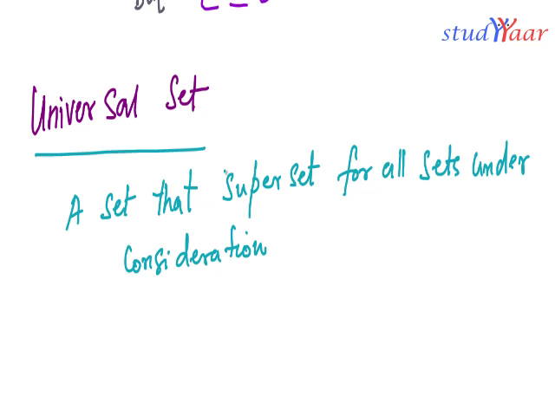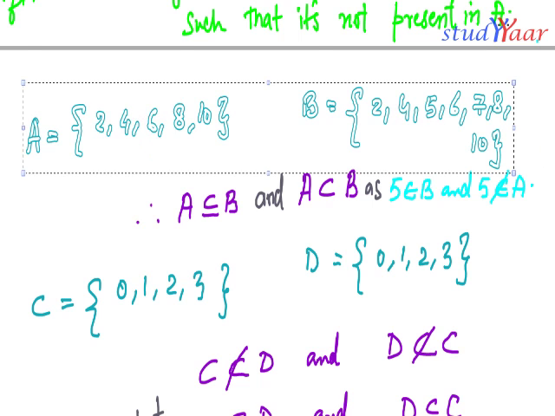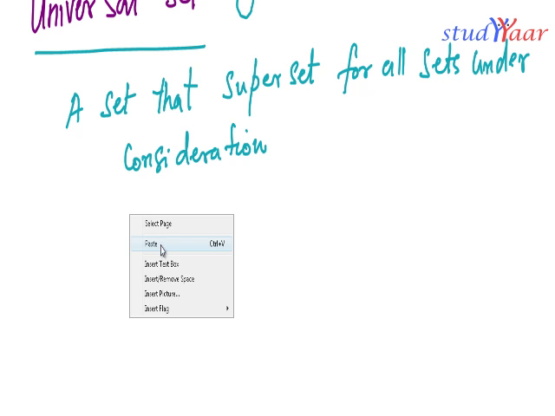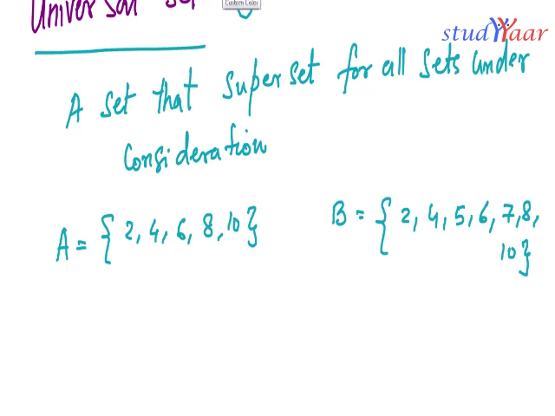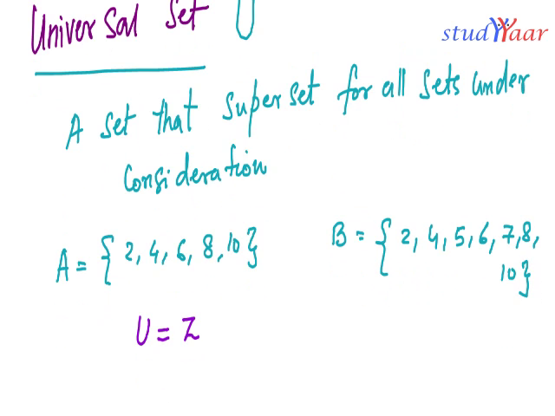A universal set is represented by a capital U. If I am looking at sets A and B, then the universal set could be Z, the set of all integers, because A is a subset of Z and B is also a subset of Z. Therefore, Z is a superset of both A and B, so I can call Z a universal set under this scenario. The scenario is that I am looking at A and B.